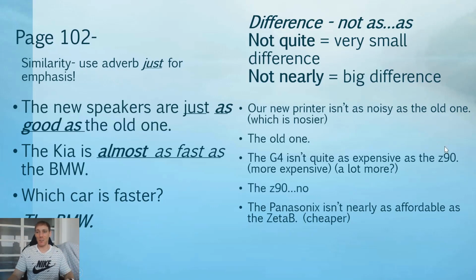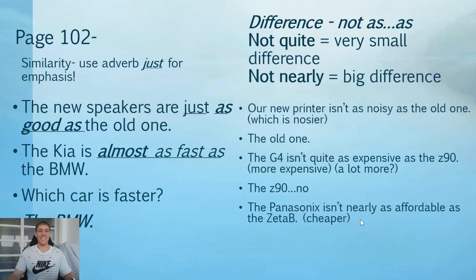The Z90. Remember, the second one is the biggest amount of whatever this word is. So in this case, expensive. Let's go on to the next one. The Panasonic isn't nearly as affordable as the ZTB. So isn't nearly, not nearly, means there's a big difference. Affordable means cheap. Many people can buy it.